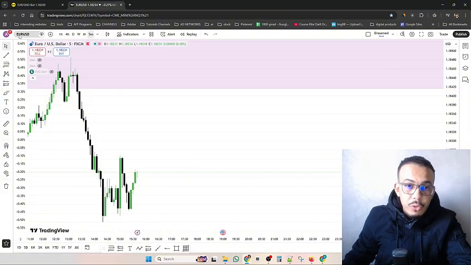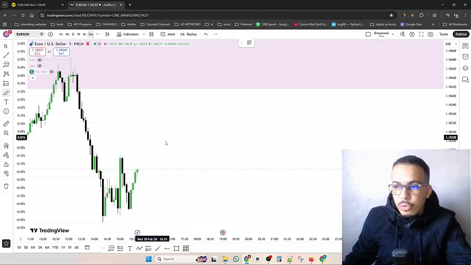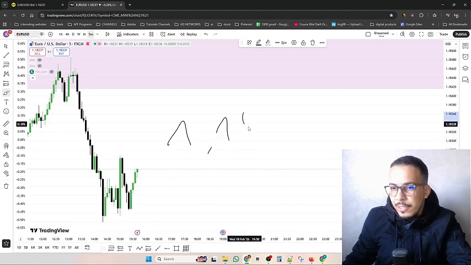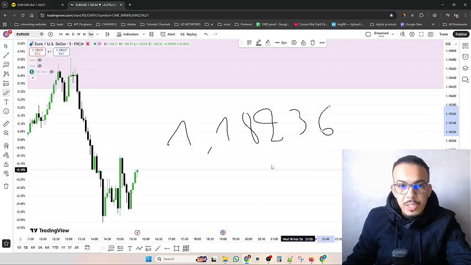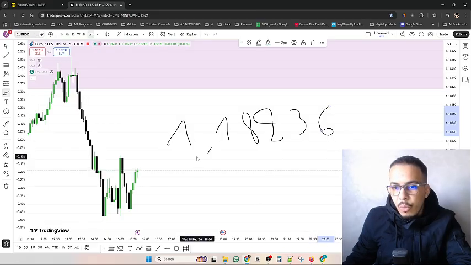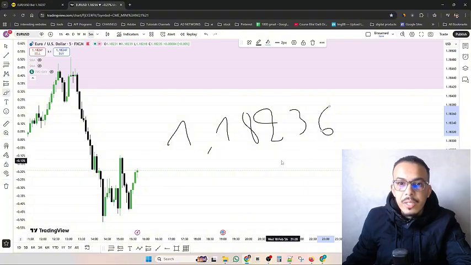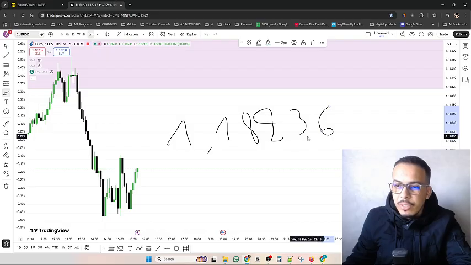So we have here Euro USD. Okay? Euro USD is now equal 1.18236. Okay? So we have here Euro, every 1 Euro equals $1.18236. Okay? And a pip is the fourth number, this one. So this is a pip.